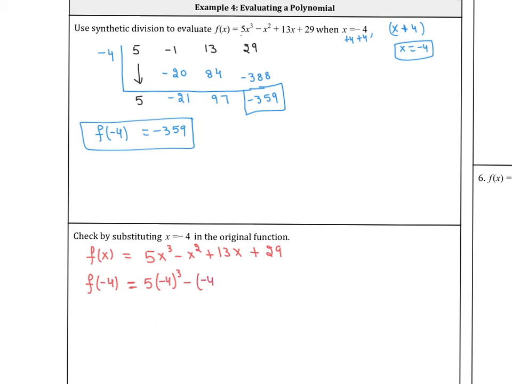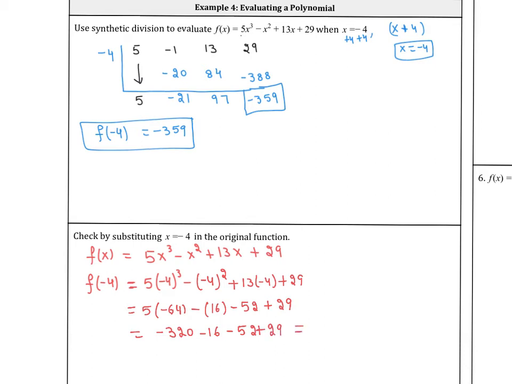So we're going to plug in x equals -4, but instead of using synthetic division, we are using substitution this time. Negative 4 to the power 3 is negative 64, so 5 times that is negative 320, minus 16, minus 52, plus 29. Here we have negative 320 minus 16 minus 52 plus 29. And now you can add these up. You get negative 336.